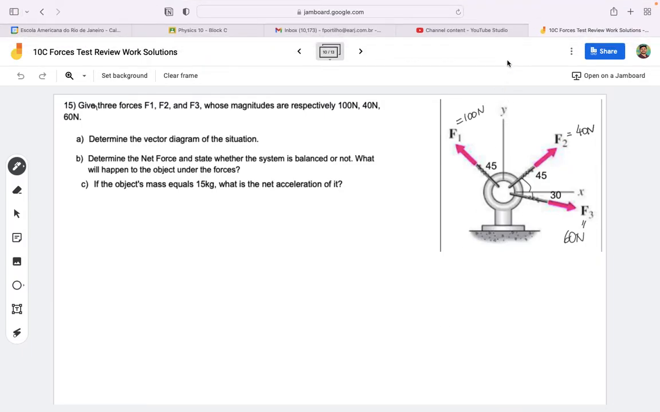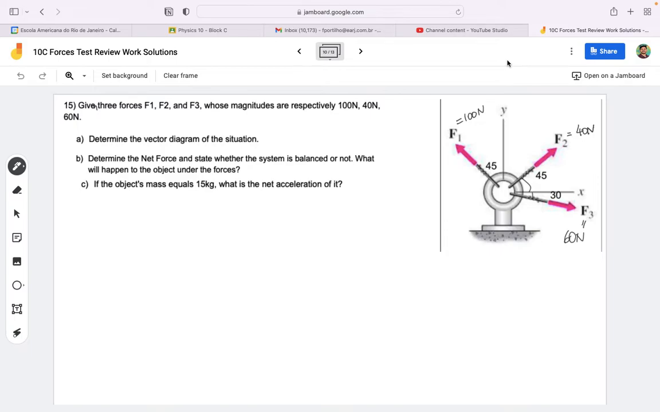We're gonna go over a level 4 problem regarding forces. Problem 15, the one that you see on my screen, stems from your forces review worksheet. So this is how it goes.